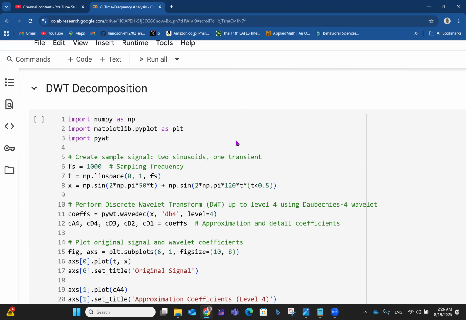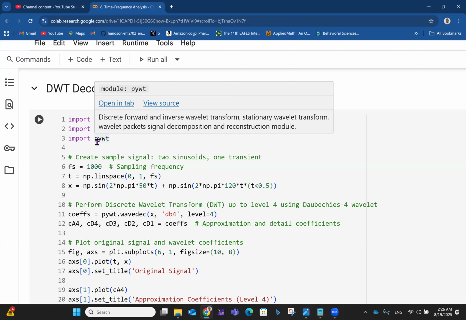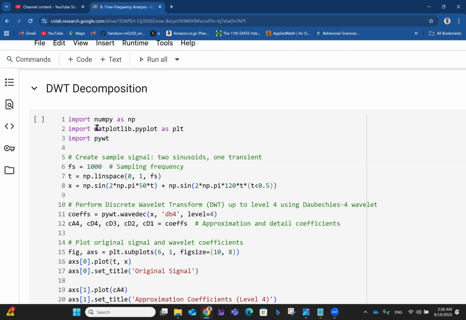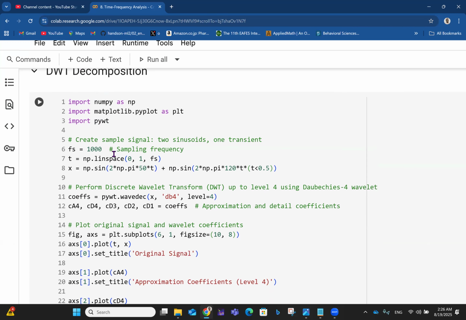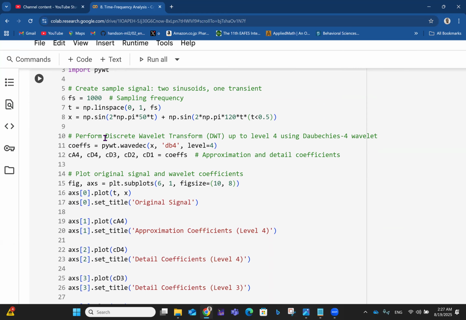We still use the PYWT library like before. This is the discrete forward and inverse wavelet transform, stationary wavelet transform, wavelet packet signal decomposition and reconstruction module. So we have the DWT decomposition. Here we have the sampling frequency, the usual things: you need the sampling frequency, the time range, and the signal itself. We always use the 5120 frequency signal. Then we perform the discrete wavelet transform up to level 4 using the Daubechies 4 wavelet, and we get the coefficients by calling wavedec from the PYWT library.